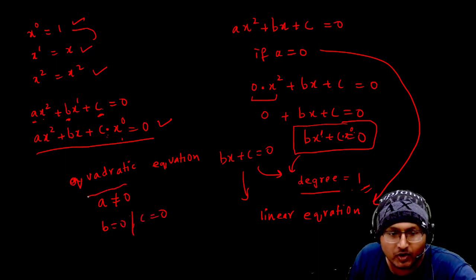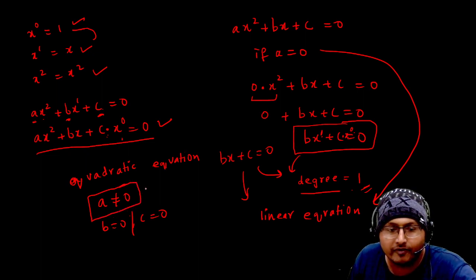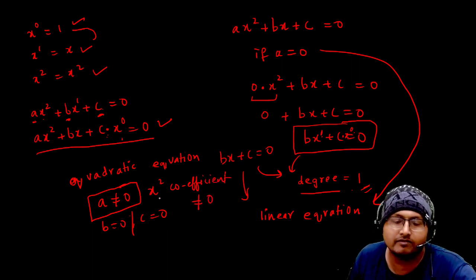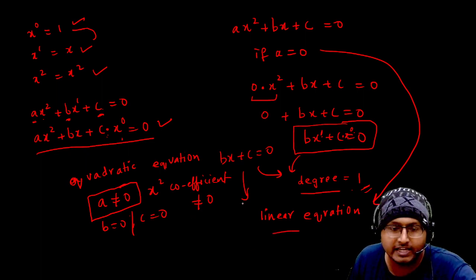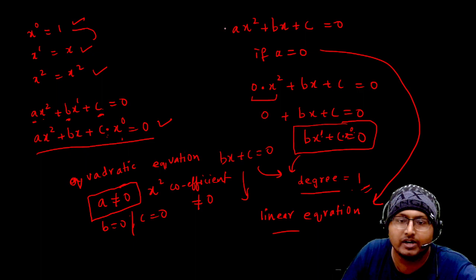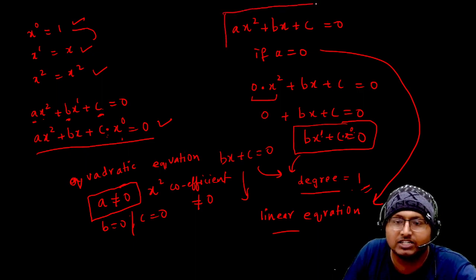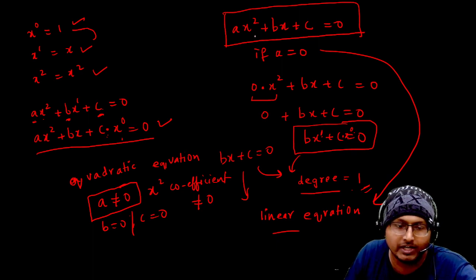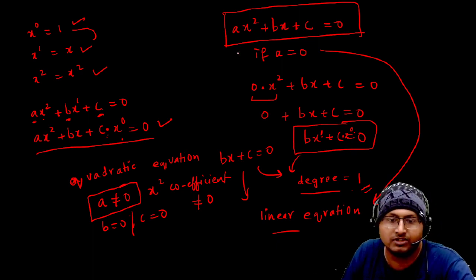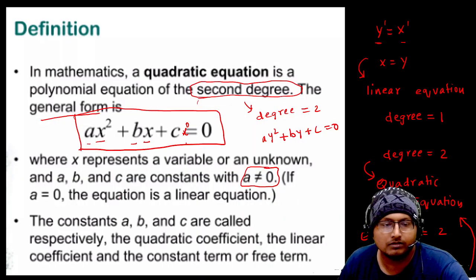But the important condition is the coefficient of x square should not be equal to 0. If the x square coefficient is 0, that equation will become a linear equation but not a quadratic equation. So in the general form, the important condition of the quadratic equation is the coefficient of x square should not be equal to 0, or a should not be equal to 0. So if a equal to 0, the equation becomes a linear equation.